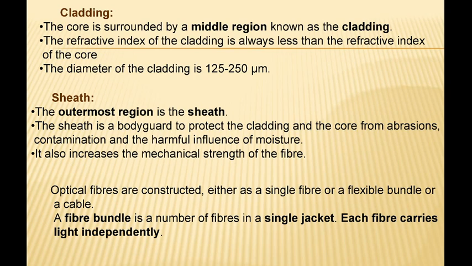What is cladding? The core is surrounded by a middle region known as cladding. The refractive index of the cladding is always less than the refractive index of the core. Why? To satisfy total internal reflection.